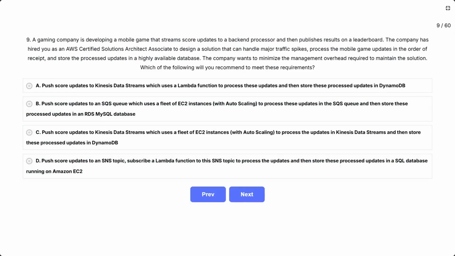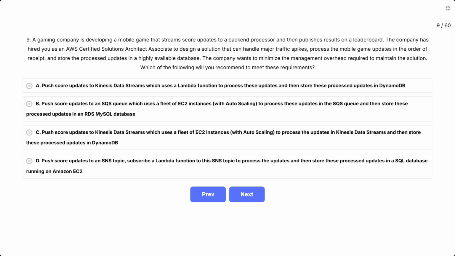Question 9. A gaming company is developing a mobile game that streams score updates to a back-end processor and then publishes results on a leaderboard. The company has hired you as an AWS Certified Solutions Architect Associate to design a solution that can handle major traffic spikes, process the mobile game updates in the order of receipt, and store the processed updates in a highly available database. The company wants to minimize the management overhead required to maintain the solution. Which of the following will you recommend to meet these requirements?